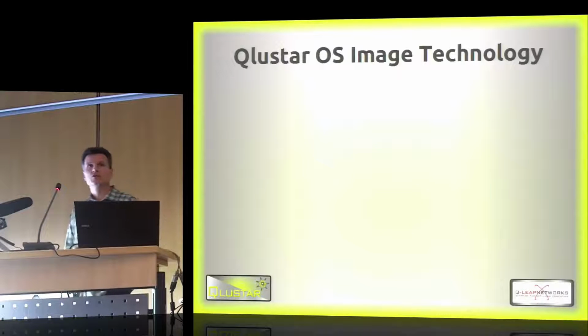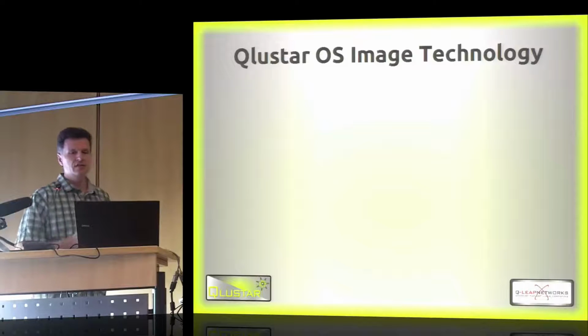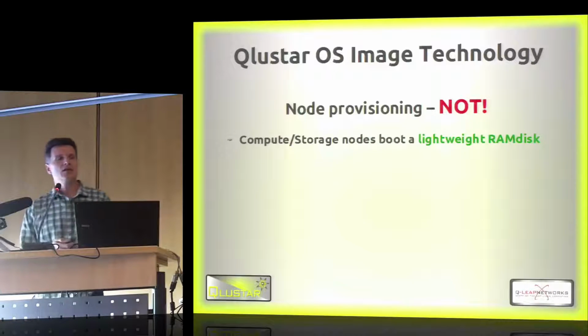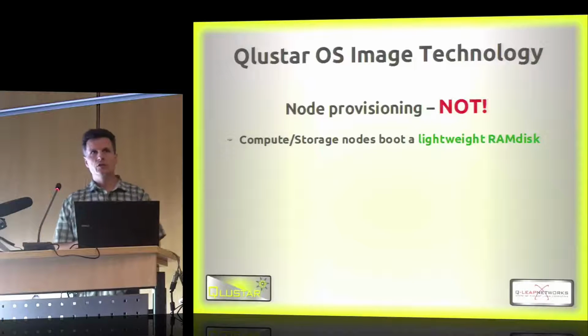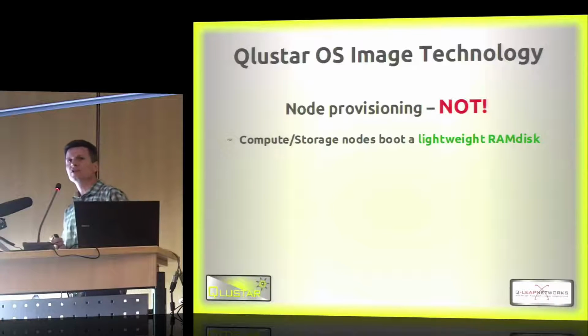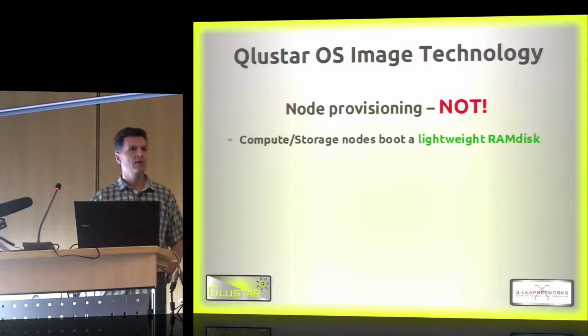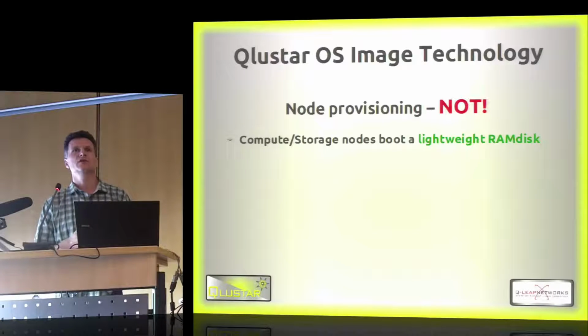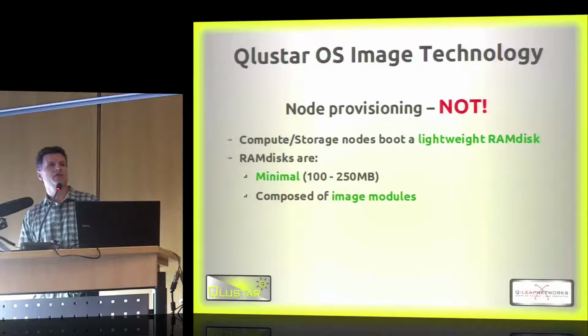So let's come to the topic of the operating system image technology that Qlustar provides and is a central part of it. So as I mentioned before, we're running the compute nodes from RAM disk images. So any compute node or storage node is not booting from a local disk, but it's running directly from RAM, the RAM disk image that it's received from the network. And this RAM disk image is very lightweight and minimal, one of the design principles I mentioned before. So RAM disks are typically 100 to 250 megabytes in size.